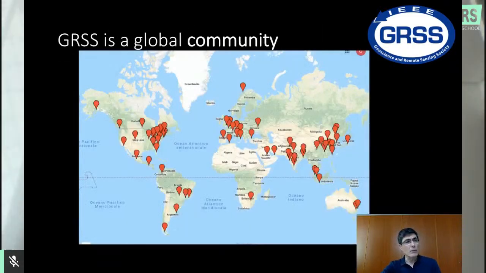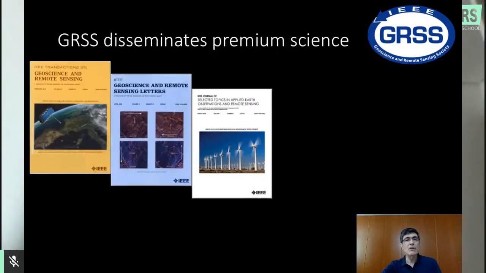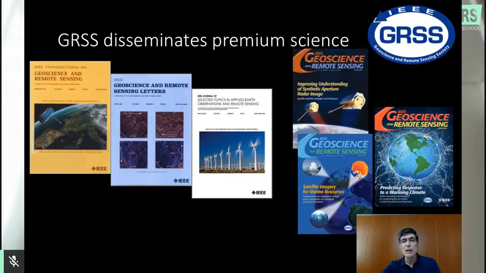We are a global community, which means that we are arranged around a large number of groups of people that we call chapters all around the world. We currently have more than 90 chapters all around the world. As a result, GRSS disseminates premium science by means of its three main journals, which are the Transactions on Geoscience and Remote Sensing, the Geoscience and Remote Sensing Letters, and the IEEE Journal of Selected Topics in Applied Earth Observations and Remote Sensing. But we also have a magazine, which, by the way, has a very, very important role.